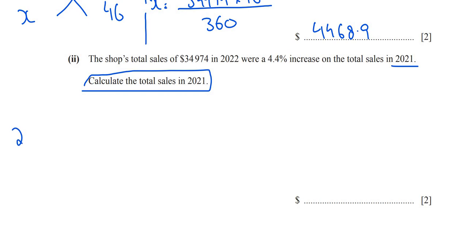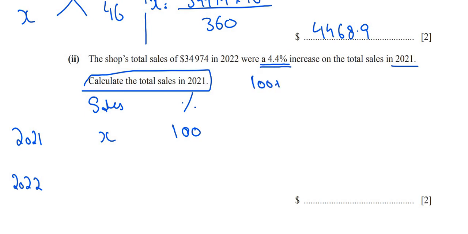Let's write this as 2021. Let's write this as 2022. Right over here sales, right over here percentage. So we do not know the sales of 2021, so we will just write X. But let's assume that the sales in 2021 were 100%. Now in 2022 sales increased by 4.4%, which means 100 plus 4.4, which is 104.4. So in 2022 the percentage of sales are 104.4, whereas the dollar value is 34,974.